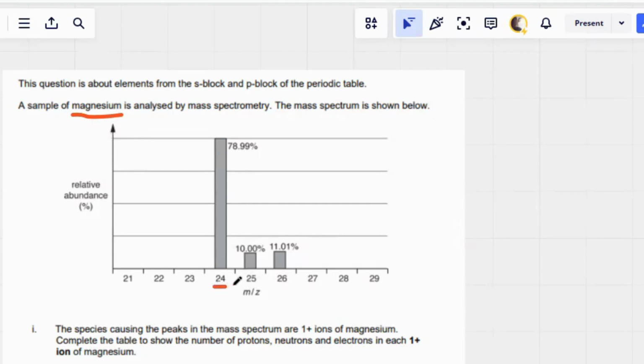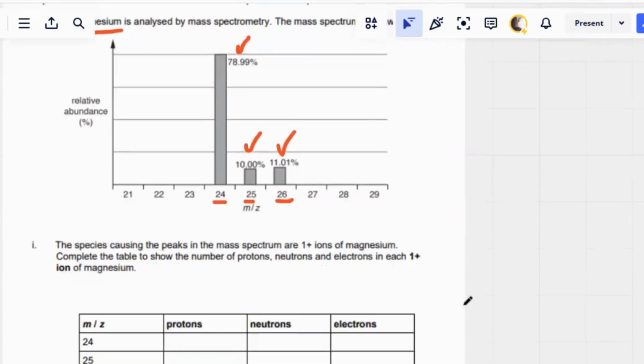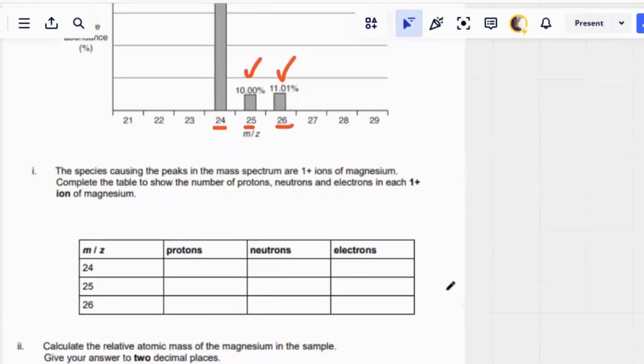So here are the isotopes 24, 25, 26 with their relative abundances. For 24, it is 78.99%. For 25, it is 10%. For 26, it is 11.01%. So what is the question? The species causing the peaks in the mass spectrum are +1 ions of magnesium. Complete the table to show the number of protons, neutrons, and electrons in each +1 ion of magnesium. So what we need to do is complete this table.